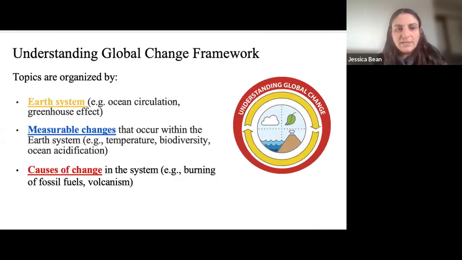So what we've done is organize topics related to climate and global change into 3 main categories. The first is the Earth system. These are processes that have been going on for billions of years, really: the water cycle and ocean circulation and atmospheric circulation and the greenhouse effect. The rock cycle, right? These are big system processes that always shape the world that we live in.